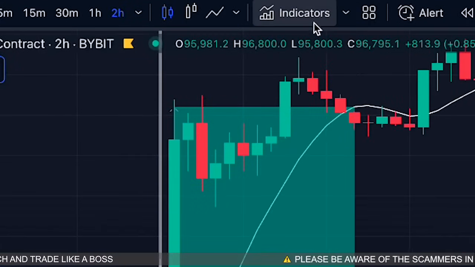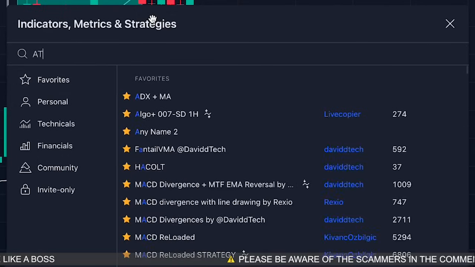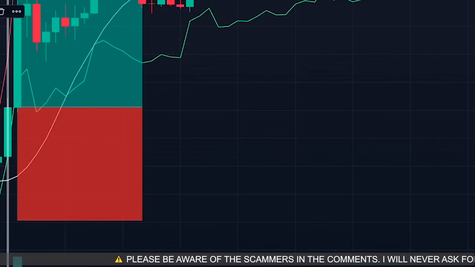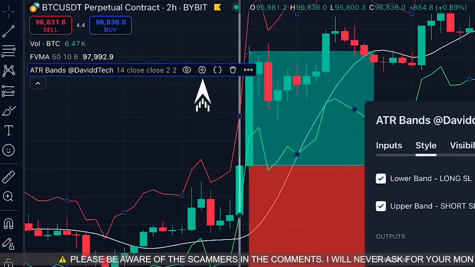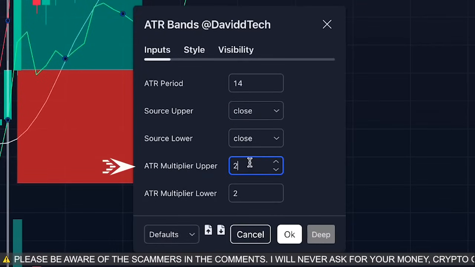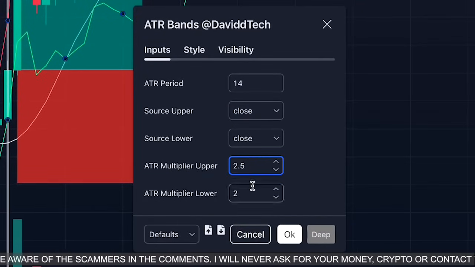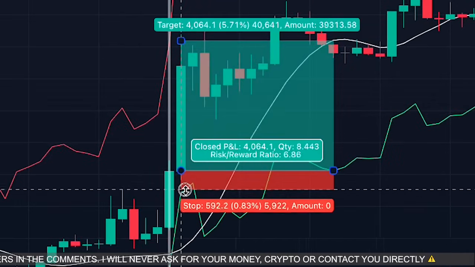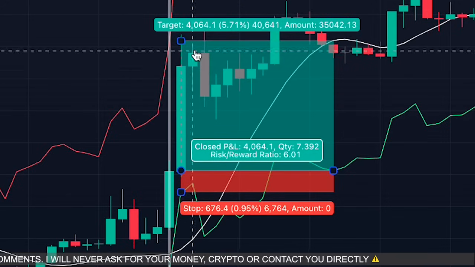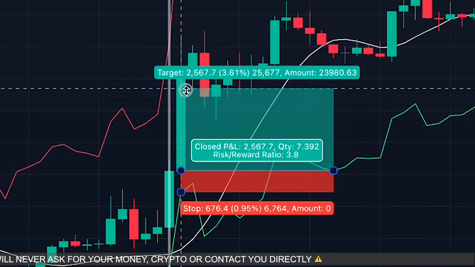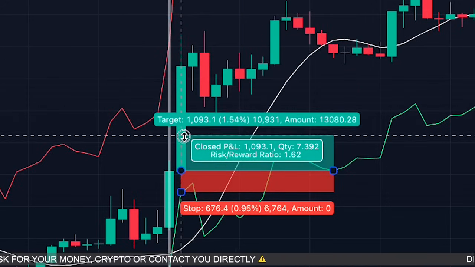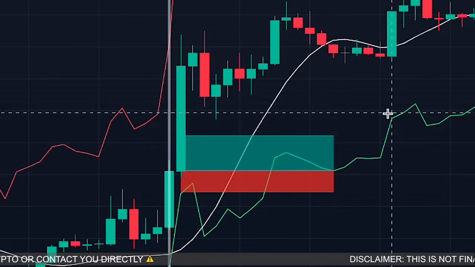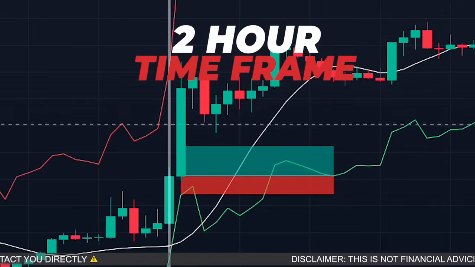I'm then going to go over and add the ATR bands by David Tech just here. We're going to set the ATR bands to 2.5 on the length, just like this. We then are going to set our stop loss to the ATR bands just like this, and we're going to be looking for a risk to reward of 1 to 1.6, and boom, that would have been an absolutely perfect in and out on the same candle on the 2-hour time frame.